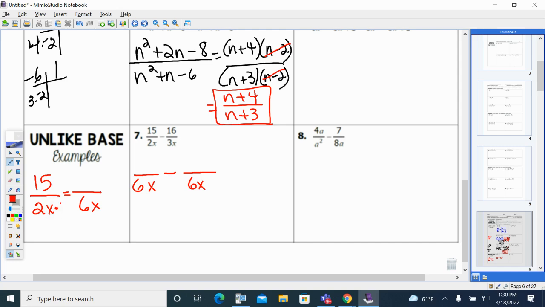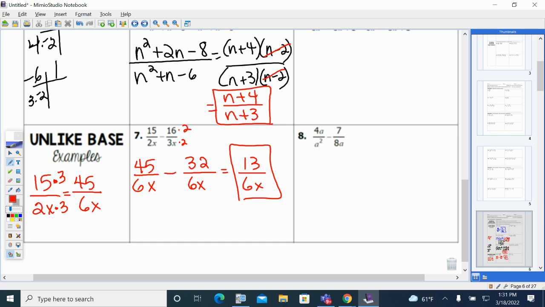So if we take 2x times 3, that gives you the 6x. The way fractions work, whatever you multiply in the bottom, you're going to multiply by the same thing in the top, and you get a 45. So this new fraction is 45 over 6x. The second fraction, 3x times 2, gives us 6x. So multiply by the 2 in the top, and you get 32. And now we can subtract. 45 minus 32 gives me 13 over the 6x, and there's your answer.